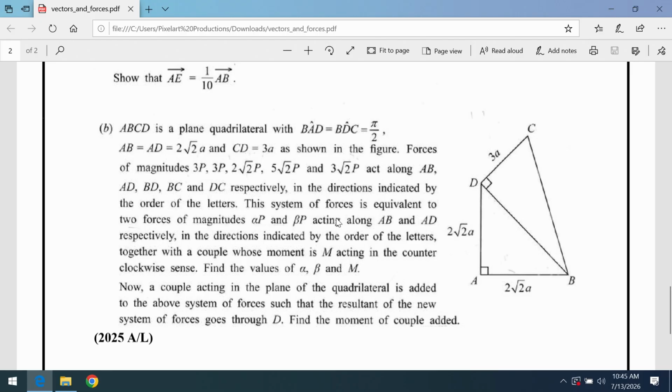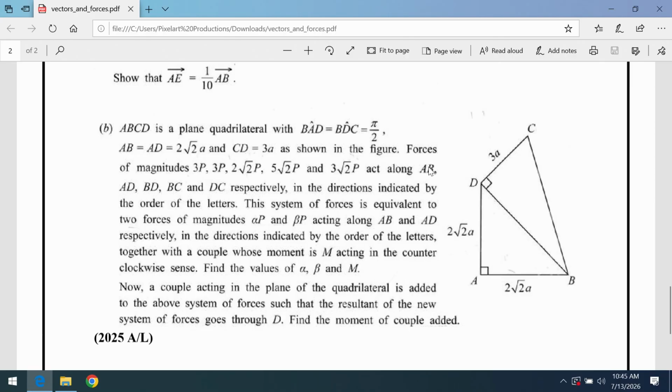This system of forces is equivalent to two forces of magnitude alpha p and beta p acting along AB and AD respectively in the directions indicated by the order of the letters, together with a couple whose moment is m acting in the counterclockwise sense. Find the values of alpha, beta and m.